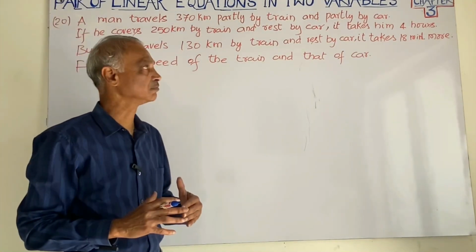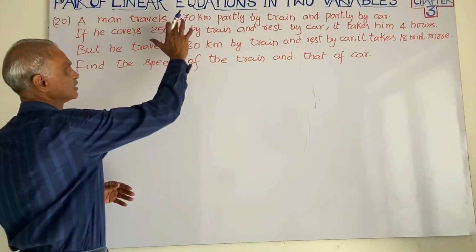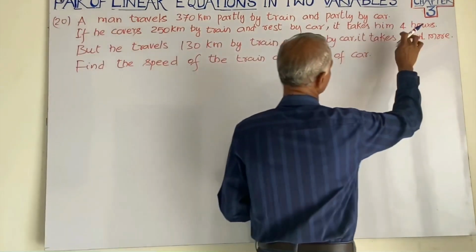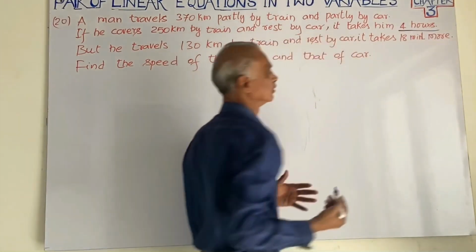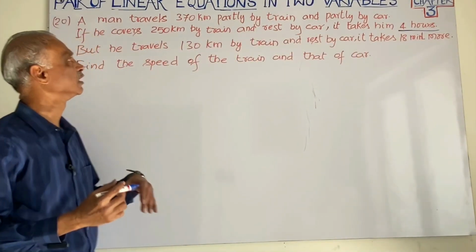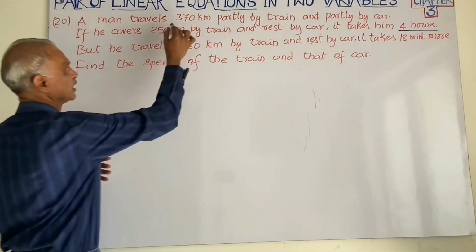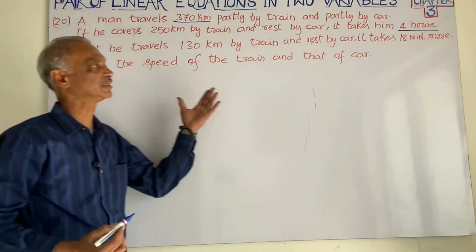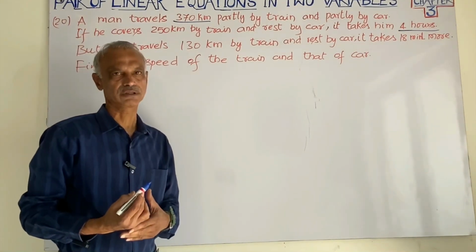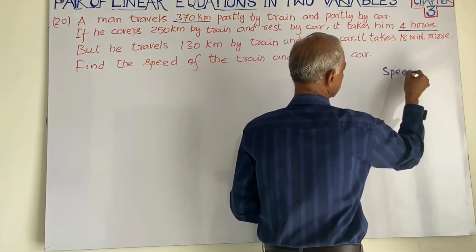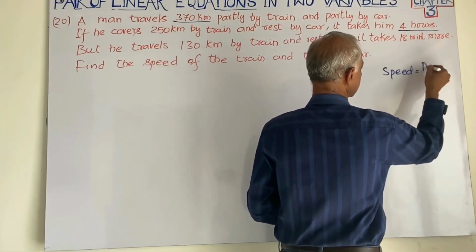You observe the problem. In the problem, he has given distance 370 kilometers and he has given time taken by train and car, 4 hours. Time he has given and also he has given distance. He is asking us to find the speed of the train and the car. You know what is the speed? Speed is equal to distance by time.